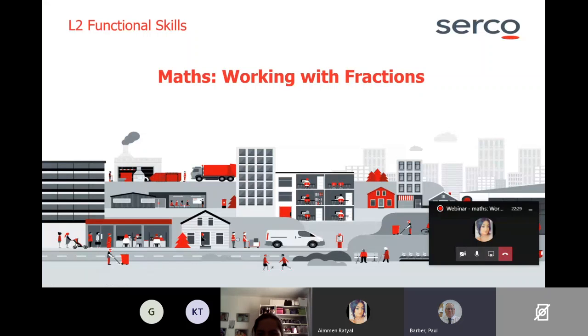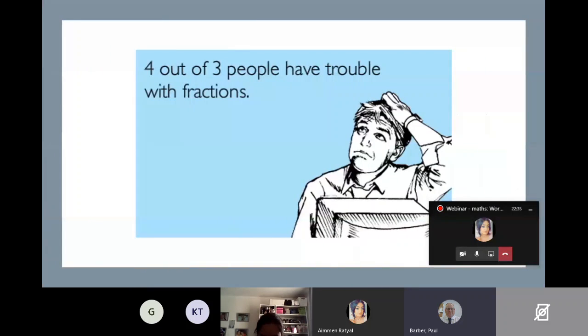The session for today is on maths, functional skills maths at level 2, and we're looking at working with fractions. Lots of people say they don't like fractions, and I can understand that. It's one of those terms when people say, "Oh no, we're doing maths. Oh no, are the fractions?" It's one of those things that people don't particularly like.